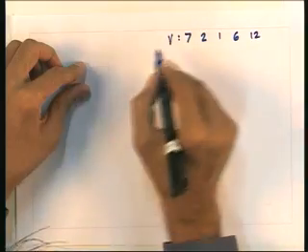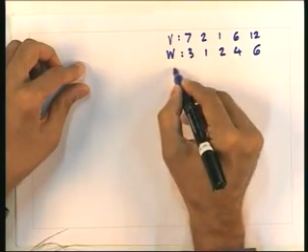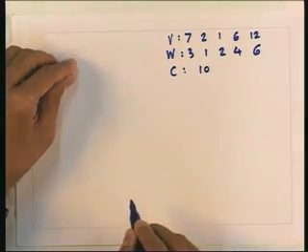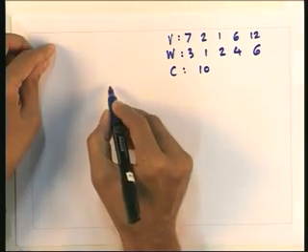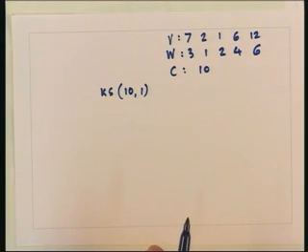Just to make sure that we understand this, let us actually execute this on our own example. So, let me write down what our v's and w's are. v was 7, 2, 1, 6, 12, w was 3, 1, 2, 4, 6, and our capacity was 10. We started off by making the first call, which was ks of 10 comma 1.